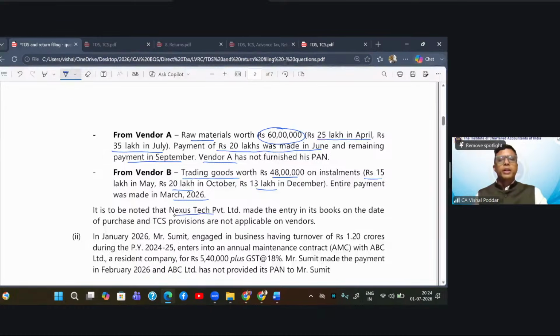It is to be noted that Nexus Limited has made this entry in the books on the date of purchase, and TCS provisions are not applicable on the vendor. Because for purchase of goods, you also have 206C(1H), which is for TCS. But for that, the vendor's last year's turnover should exceed 10 crore. It may not have exceeded 10 crore. So they have said that TCS is not applicable. It means we have to analyze this only from the perspective of TDS.